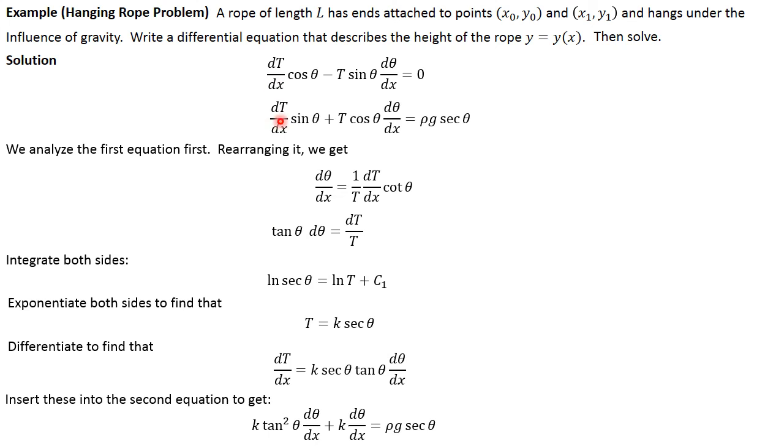So this second equation, after you make these two substitutions, you end up with this pretty monstrous looking expression. Notice I did some simplifications here. So k secant theta tangent theta times sine theta amounts to k tangent squared theta. Think about that for a moment. And this expression here became just, since secant theta times cosine theta equals 1, they actually cancel. You're left with k d theta dx for this second term. And the right-hand side is the same as it was before, rho g secant theta. So we have this interesting looking differential equation in terms of theta.